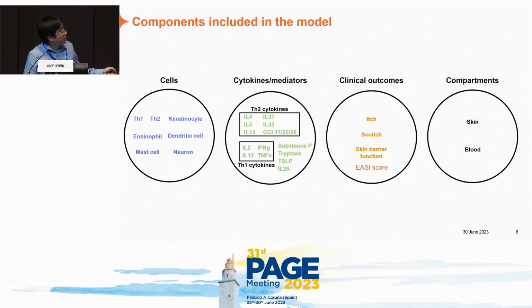So for the main cytokines, we focus on Th1 and Th2 cytokines and a few other mediators. I've mentioned the clinical outcomes, and we have two compartments in the model. Most of the pathology happens in the skin in the model, and there's also a serum compartment for things like cytokine biomarkers.